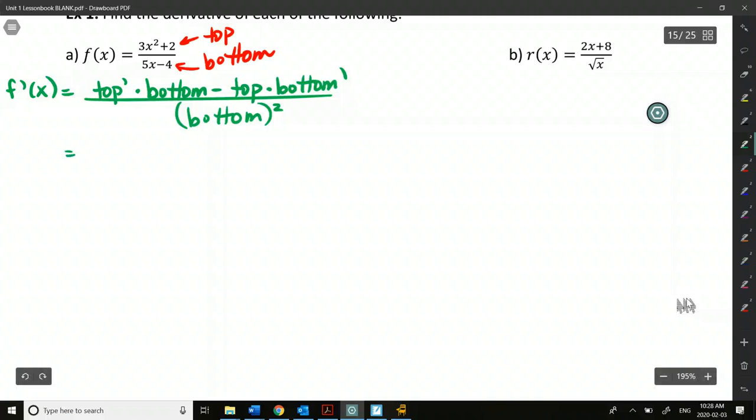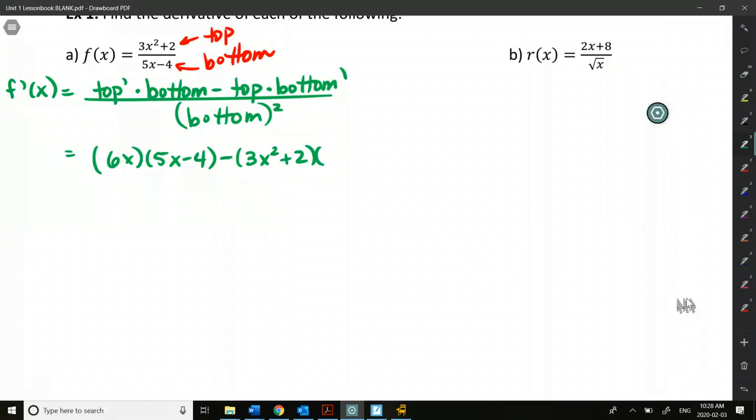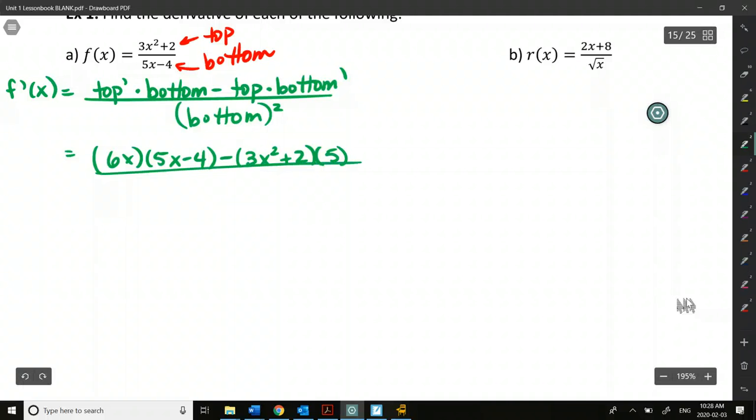Okay, so derivative of the top. What's the derivative of 3x squared plus 2? 6x times the bottom just as it is, kind of like we do in product rule, minus the top just as it is, times the derivative of the bottom, derivative of 5x minus 4, 5, all over the bottom squared, so 5x minus 4 squared.